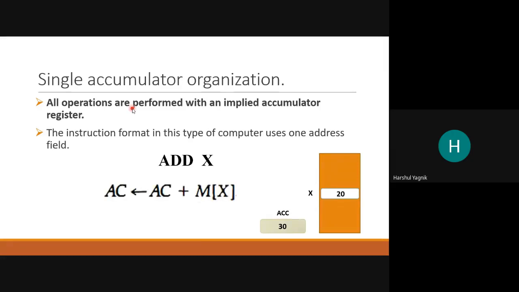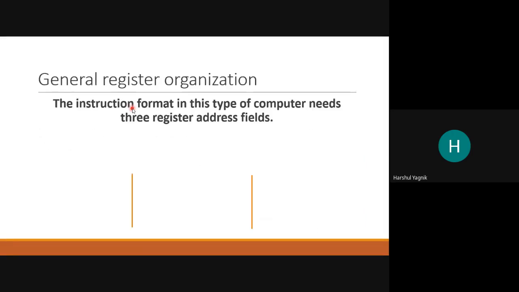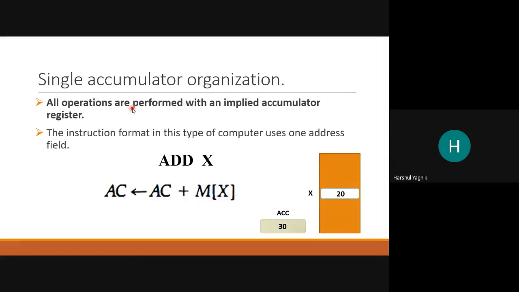Then resultant operation would be performing the addition of the content of accumulator and the operand present at the memory location X, address is X, and the result is stored in accumulator. So that is single accumulator organization.